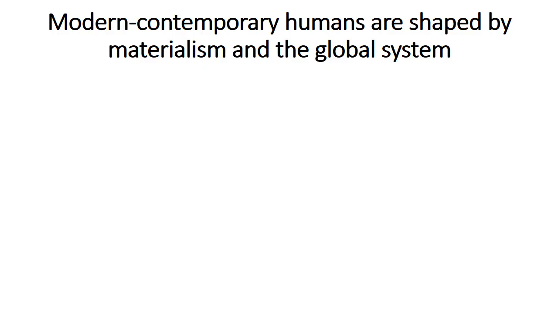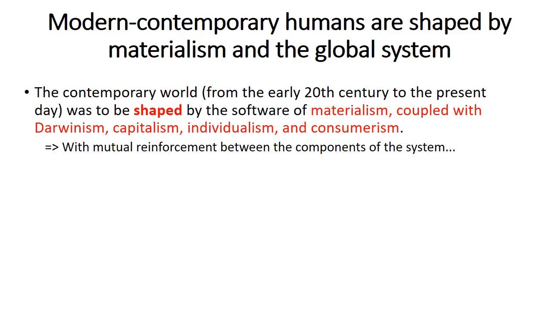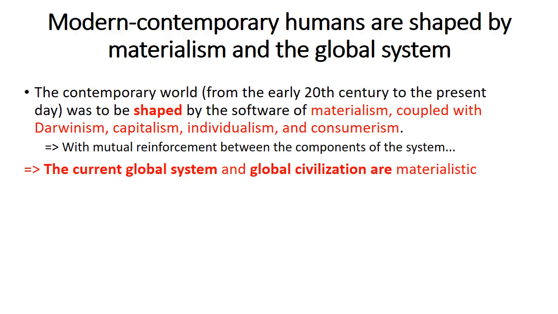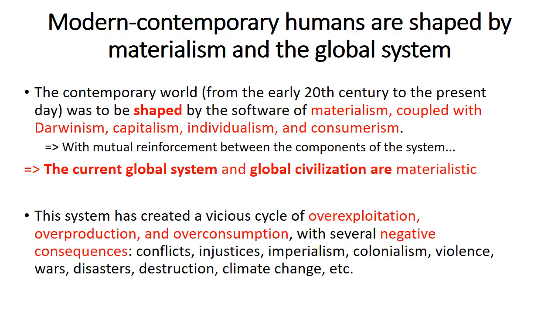It is also important to note that the contemporary world, from the beginning of the 20th century to the present day, has been shaped by materialism, coupled with Darwinism, capitalism, individualism, and consumerism. In fact, there has been a mutual reinforcement of these different axes. For example, materialism has reinforced Darwinism, and Darwinism has reinforced materialism. Likewise, materialism has reinforced capitalism, and capitalism has reinforced materialism, and so on. There has been the development of an interdependent system, which is the current global system in which we live, and also the development of a global civilization that is essentially materialistic.